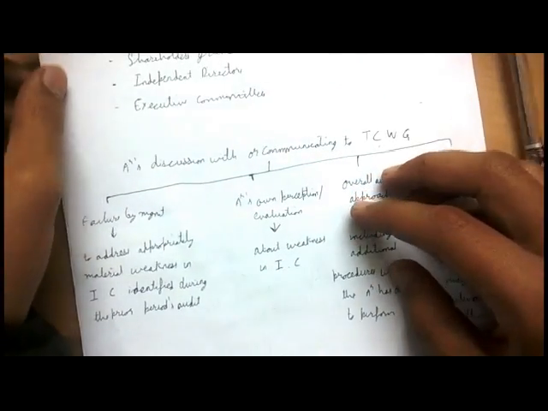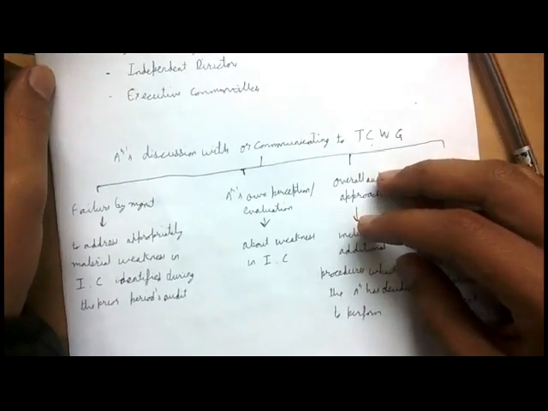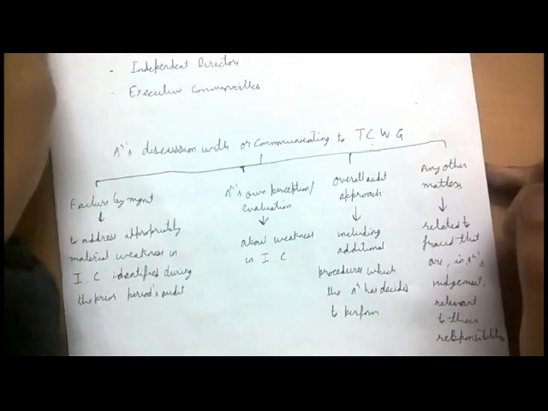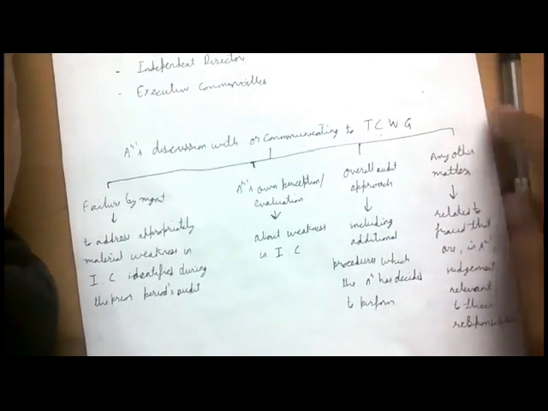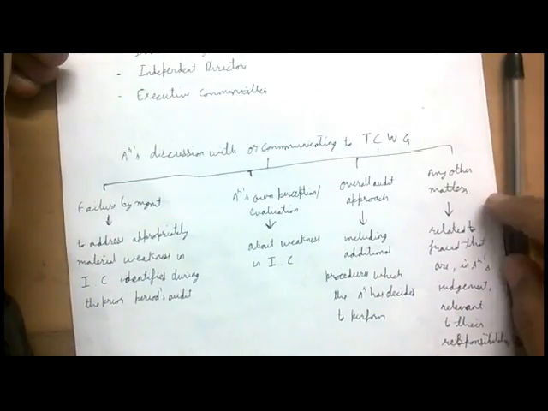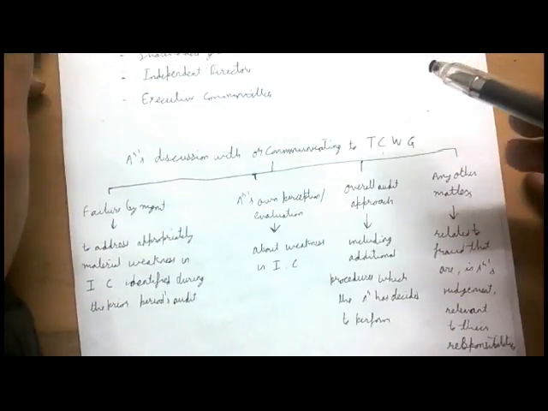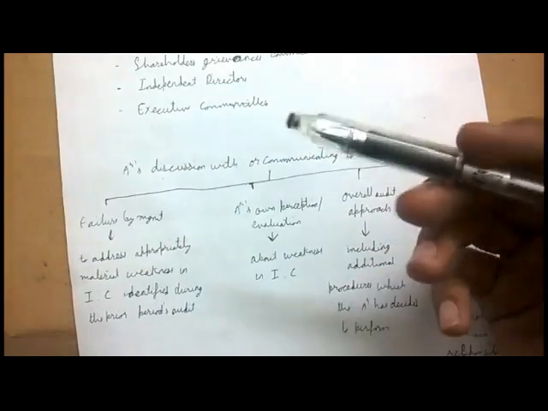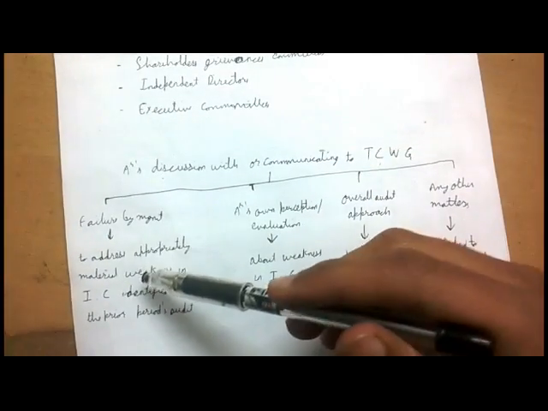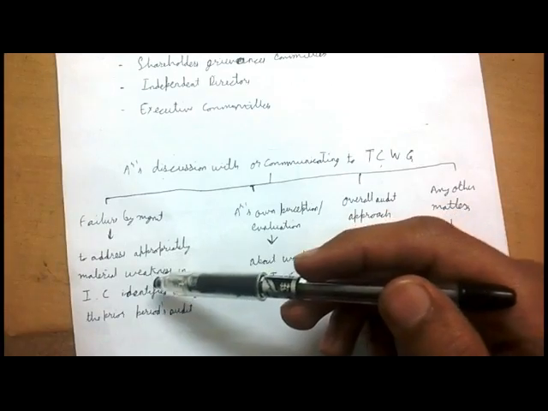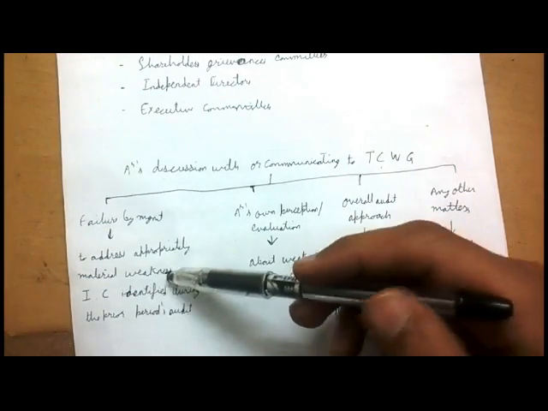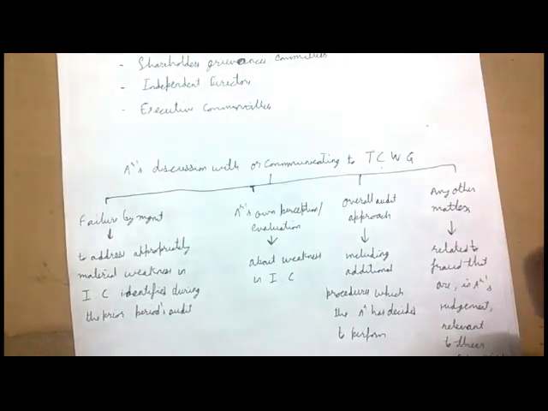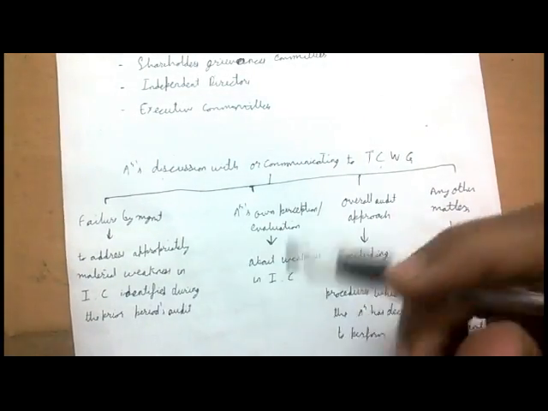Then we have the auditor's discussion or communication to TCWG, what they are going to discuss with those charged with governance. First thing we have is failure by management. That is, the auditor has to communicate or discuss with those charged with governance if the management has failed to address appropriately material weaknesses in internal control. There was a material weakness in the internal control which has been identified during the prior period audit.